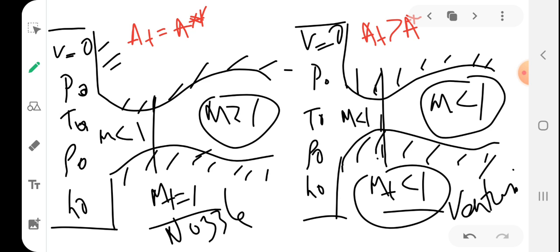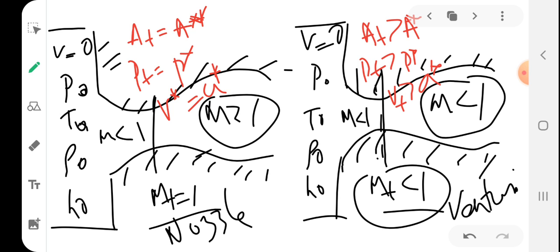Similarly, here in the nozzle, Pt will be equal to P star and At equal to A star. But here in the venturi, Pt will be greater than P star, and At will be greater than A star. So that is the difference between flow parameters at the throat for nozzle and venturi.